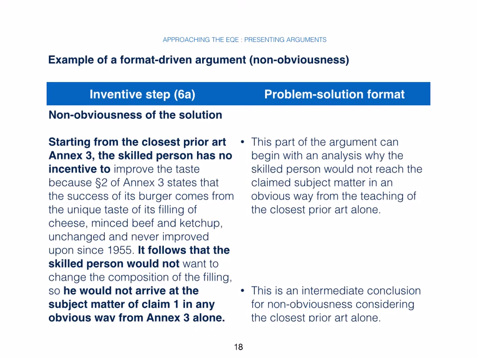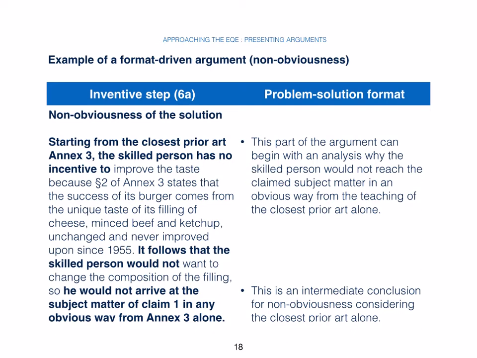Starting from the closest prior art, Annex 3, the skilled person has no incentive to improve the taste because paragraph 2 of Annex 3 states that the success of its burger comes from the unique taste of its filling of cheese, minced beef and ketchup, unchanged and never improved upon since 1955. It follows that the skilled person would not want to change the composition of the filling, so he would not arrive at the subject matter of Claim 1 in any obvious way from Annex 3 alone.